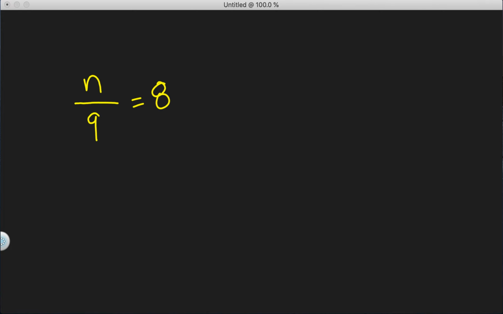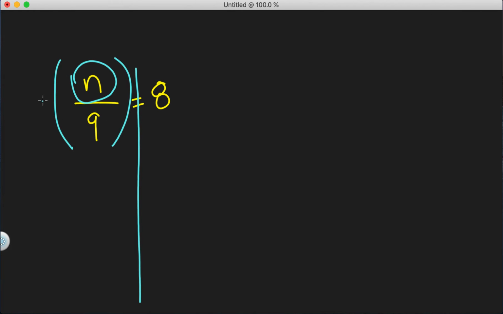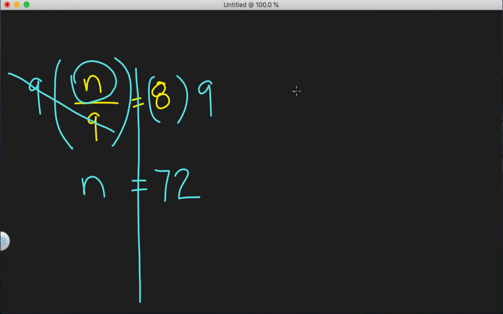I have more examples. Here we have n divided by 9 is equal to 8. Again, I separate my equation into two separate sides. I see that my variable here is the n. The opposite of divide by 9 is multiply by 9, so I'm going to multiply both sides by 9. This cancels my 9's here, leaving me with the n. Multiplying 8 times 9 gives me 72.